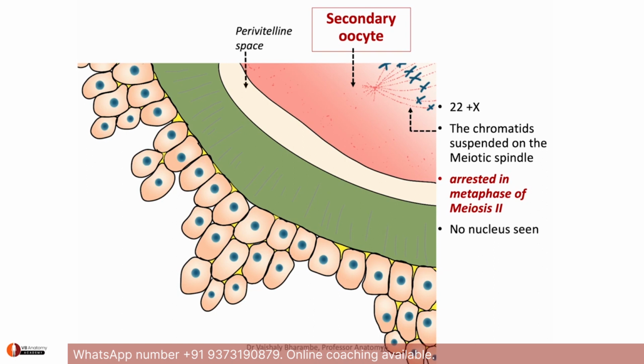The secondary oocyte is surrounded by the perivitelline space. This is the zona pellucida surrounding it, and these are the corona radiata cells. So remember, all this has to be traversed by the sperm if it has to enter into the secondary oocyte.